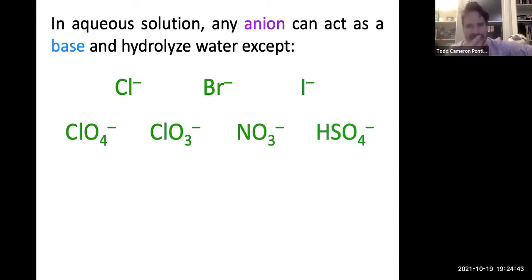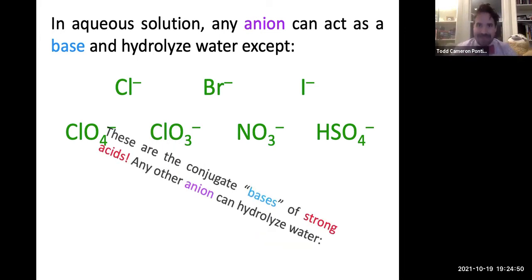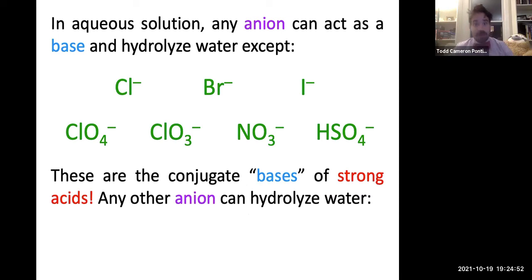Now, wait a minute. These look awfully familiar. These are the conjugate bases of strong acids. Okay? Remember, it's a one-way street. Those conjugate bases cannot accept a proton. So these 7 anions are not going to be able to hydrolyze water. They're far too weak. In fact, water itself hydrolyzes itself more appreciably than these things would.